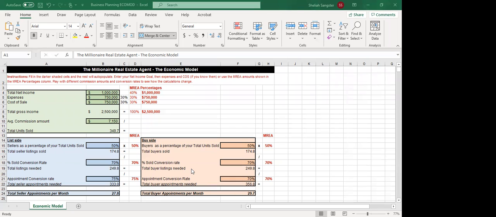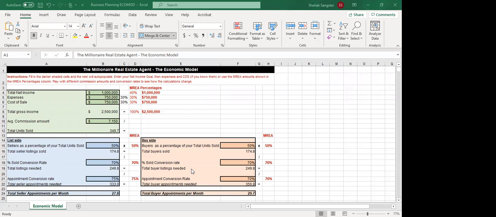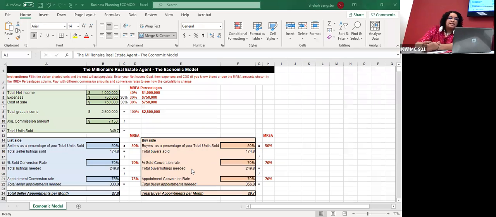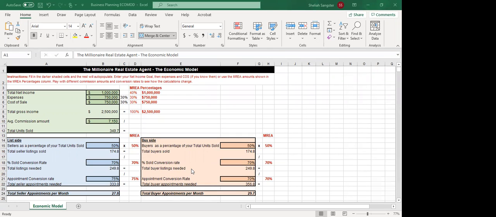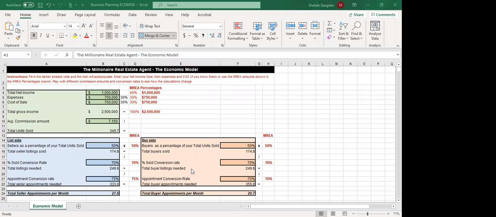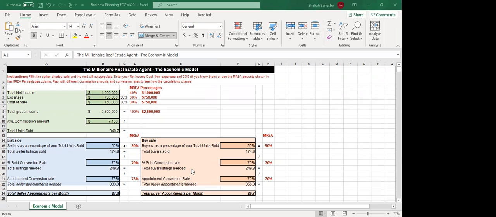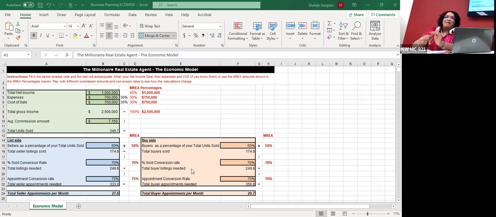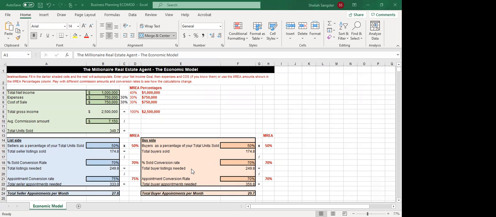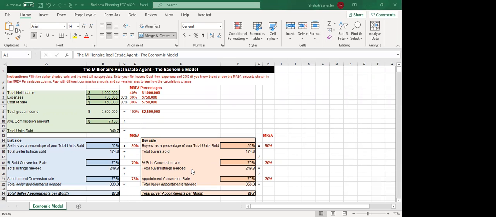But let's go down here and say the listing side, sellers as a percentage of your total units sold, is going to be 50%, and your buyer side will be 50%. At that point, you're probably going to have an admin and a buyer's agent, because you're going to be the rainmaker responsible for going out and getting the listings. Buyer's agents will show the property, and an administrative assistant will push out all the paperwork and marketing for you, so that you can get to close transactions, because that's the whole goal.